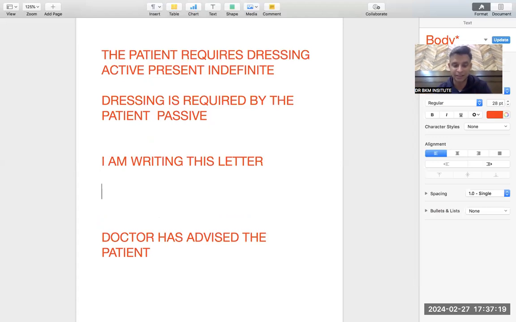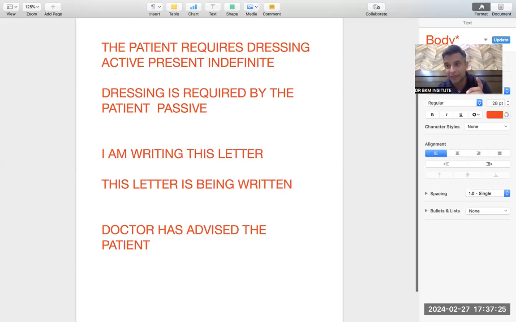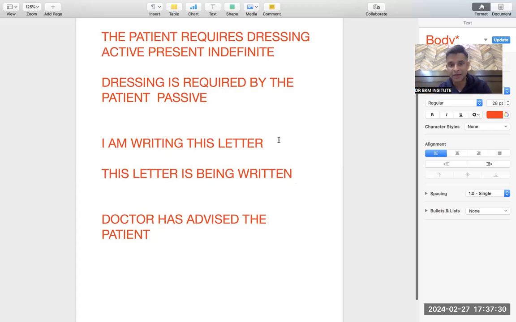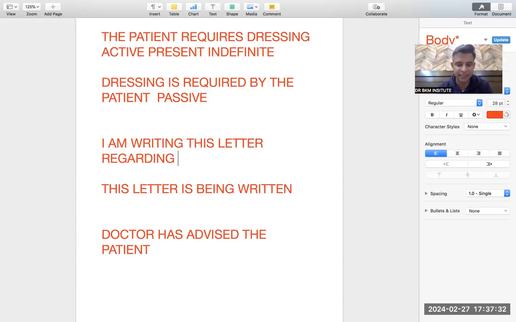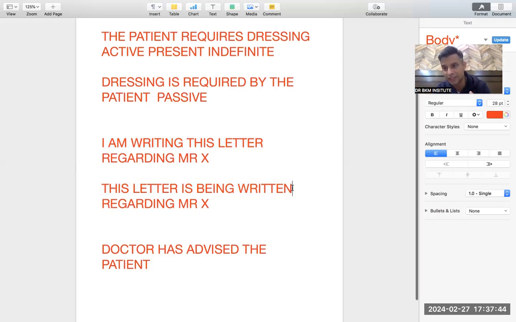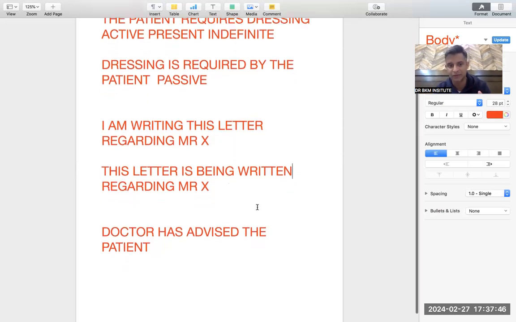I am writing this letter. This letter is being written. Again, there is no difference. I am writing this letter regarding Mr. X. That is exactly the line: this letter is being written regarding Mr. X. The rest all remain the same. This is grammar. I am writing this letter. The object comes forward: this letter is being written. Both are present continuous, active and passive.